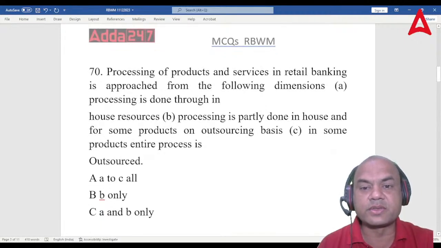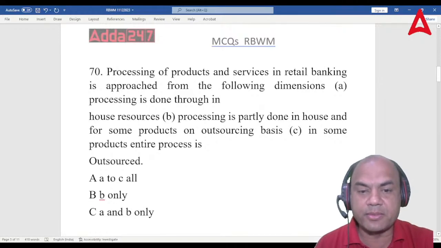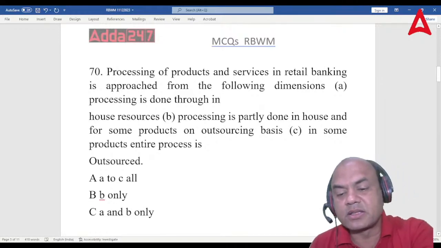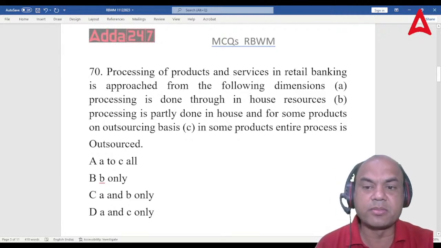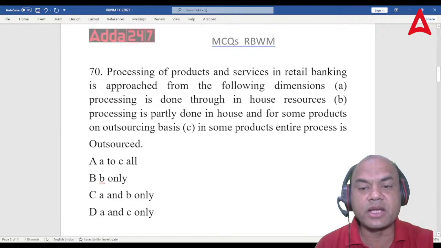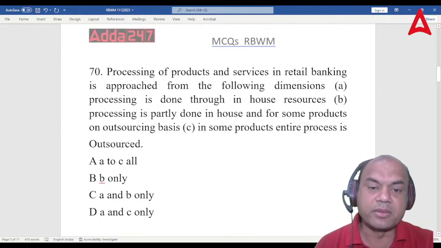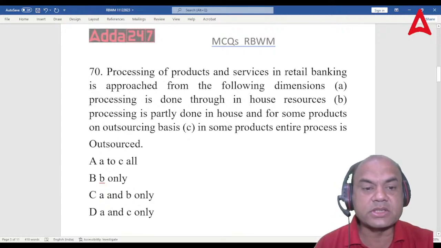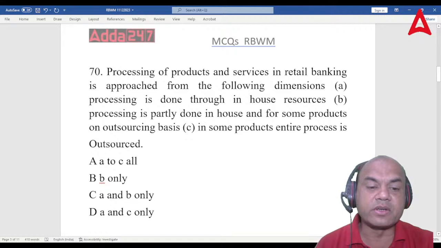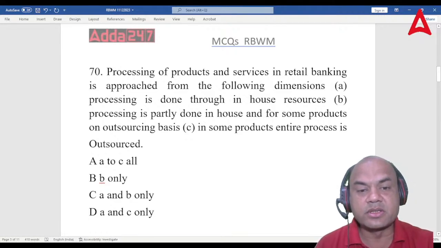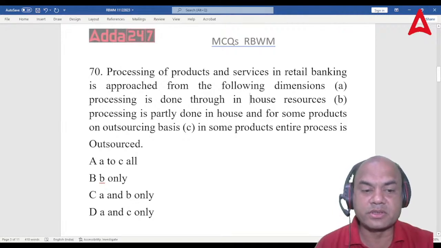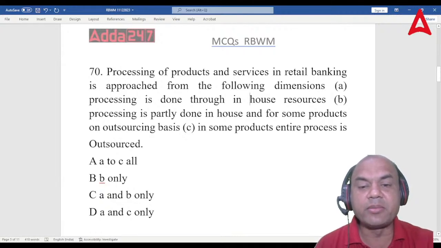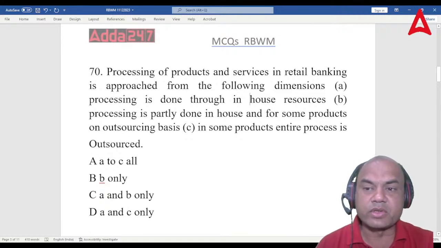Processing of products and services in retail banking is approached from the following dimensions. Number A, processing is done through in-house resources. Number B, processing is partly done in-house and for some products outsourcing. Number C, in some products the entire process is outsourced. Options: A to C all, meaning in-house, then partly, and complete outsource. B only, some outsourced, some in-house. A and B only, meaning in-house and some outsourced. And A and C only, so in-house and completely outsourced. So what should be the answer over here?